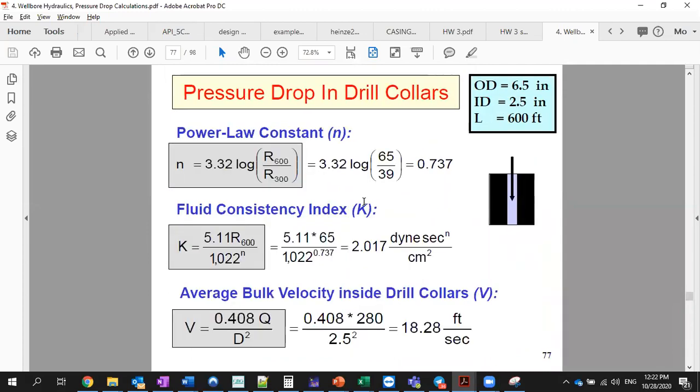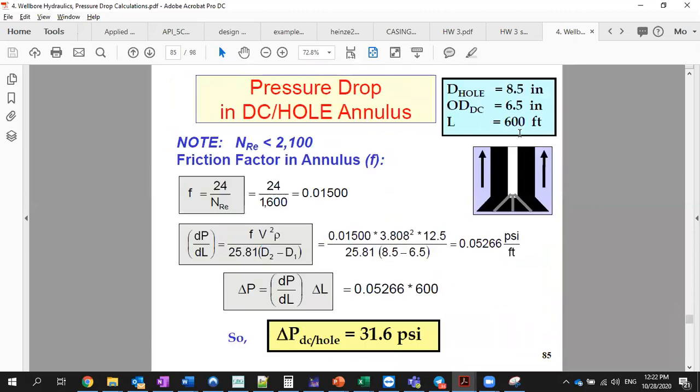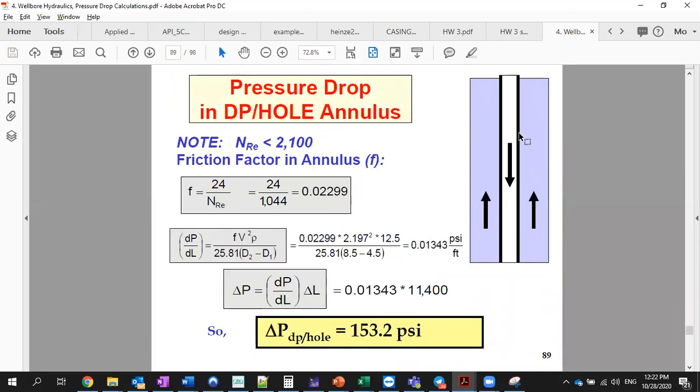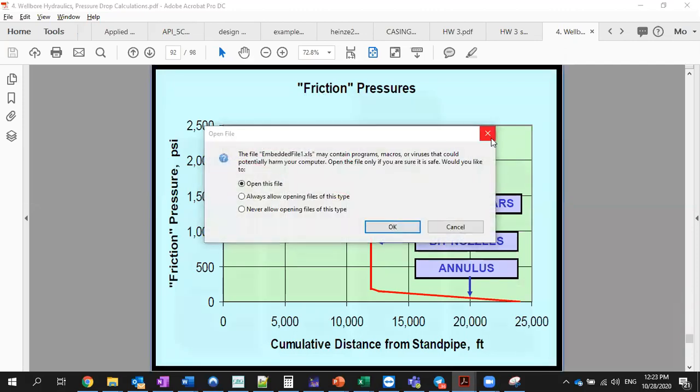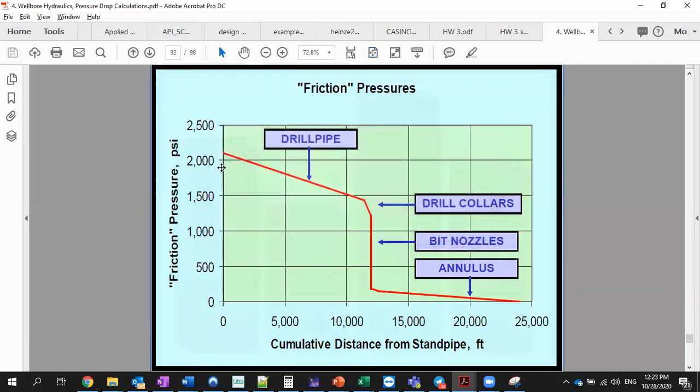11,400 is your drill pipe. 600 is your drill collar. So it's basically drawing linear lines, right? On the x-axis is your length. On the y-axis is how much the pressure would be without considering hydrostatic, because it's just about friction. We want to see how our friction is changing, okay? So anyway, that comes here, then that's the drill collar, right?